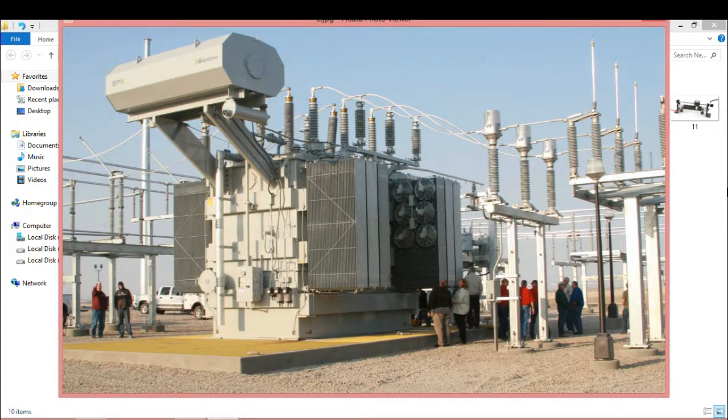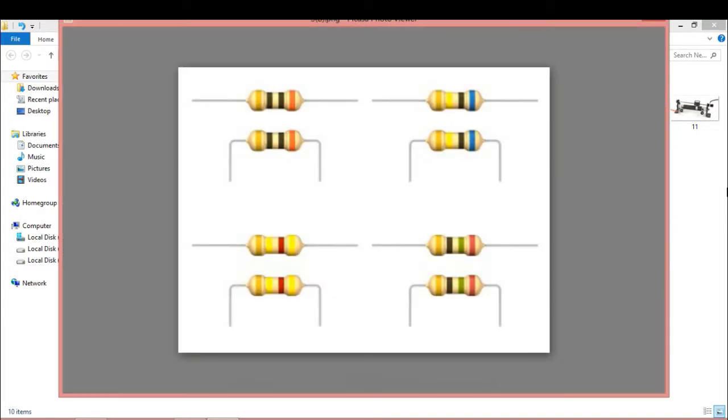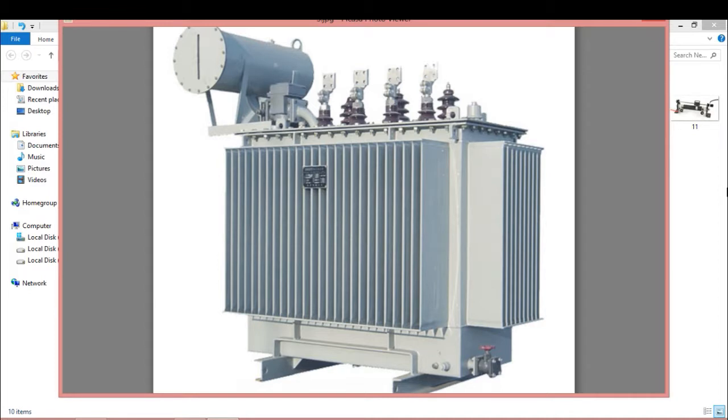Welcome to DPV Technology. In this video, we will show you why we don't use a resistance instead of a step-down transformer to drop voltage. We know that both a step-down transformer and a resistance can be used to drop voltage. We always see in our applications a step-down transformer being used to drop voltage.